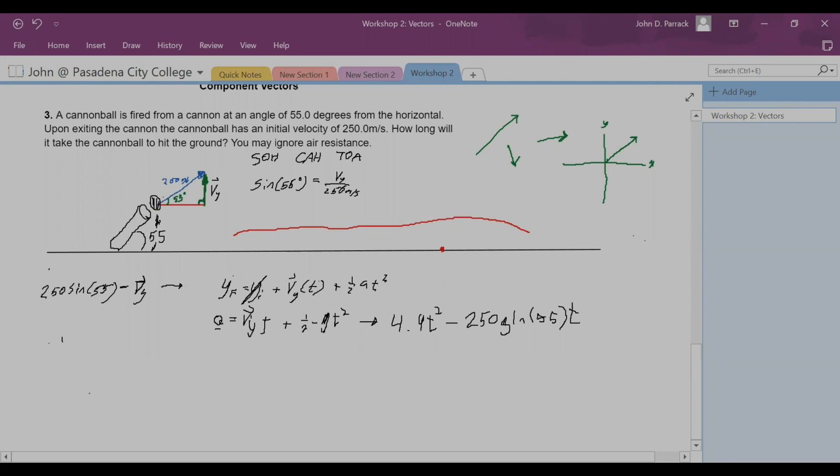So we've got 250. So negative becomes positive, 250 sine of 55 degrees. Am I in degree mode? Yes, I am. And then that's going to be added to b squared minus 4ac. Well, 4ac is going to be 0. There's no c here. So it's just the square root of b squared, which is just b. So it's just, once again, 250 sine 55.